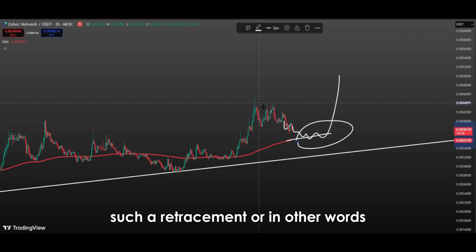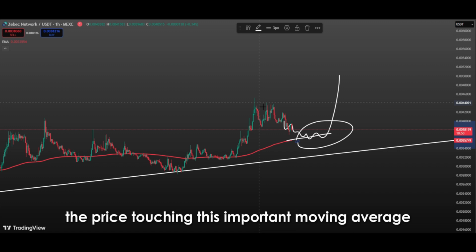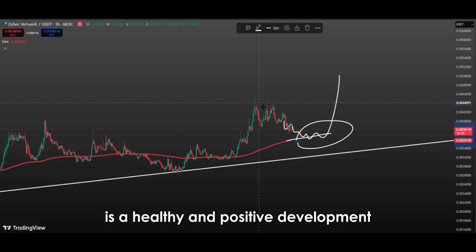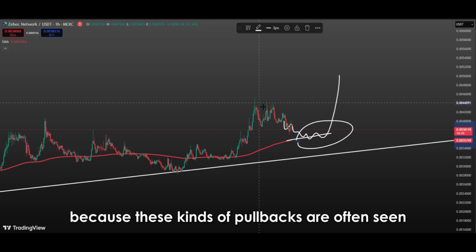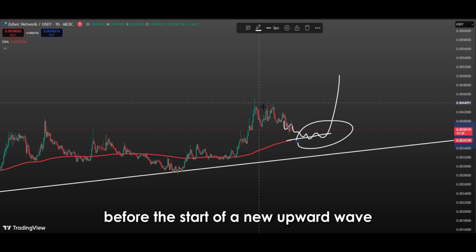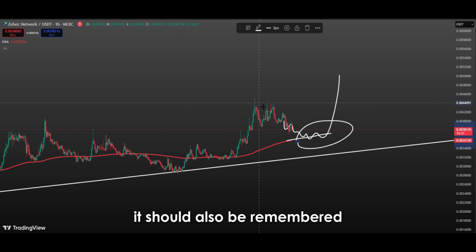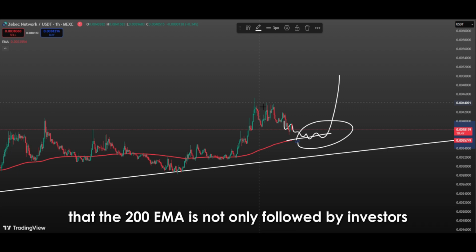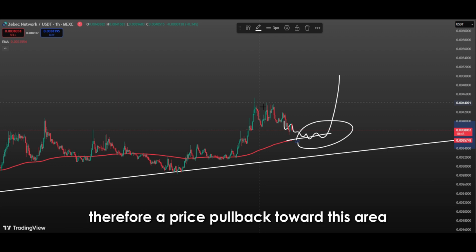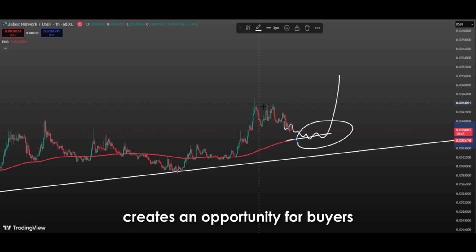Such a retracement, or in other words, the price touching this important moving average and gathering strength, is a healthy and positive development. Because these kinds of pullbacks are often seen as the preparation phase before the start of a new upward wave. It should also be remembered that the 200 EMA is not only followed by investors, but also by large institutions conducting algorithmic trading. Therefore, a price pullback toward this area creates an opportunity for buyers to re-enter the market.